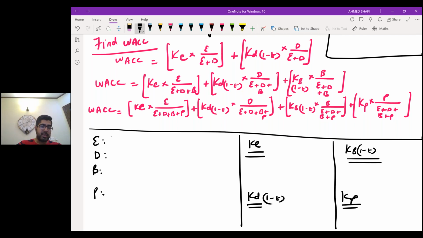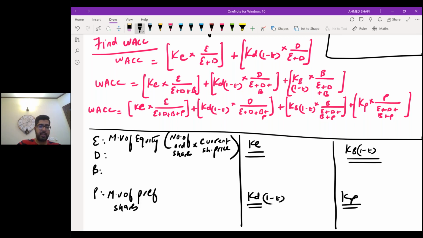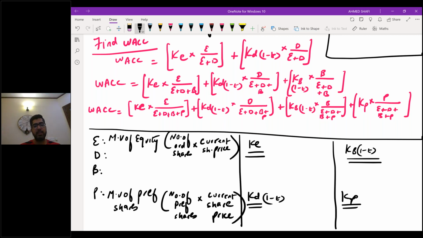What is E? E is called the market value of equity. It's found as number of ordinary shares times current share price. Similarly, P is the market value of preference shares. It's number of preference shares times current share price. Both E and P are almost the same. E is just the market value of equity. You take the number of ordinary shares and multiply by their current share price. And P is the market value of preference shares. You take the number of preference shares instead of ordinary shares, multiply by their current share price. Okay.